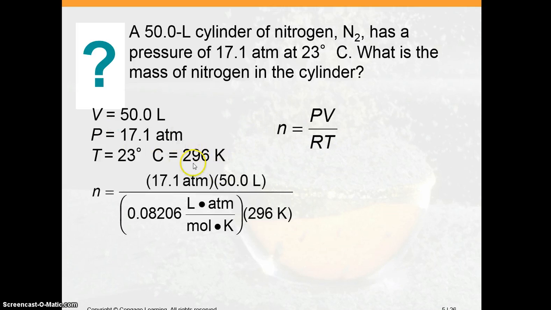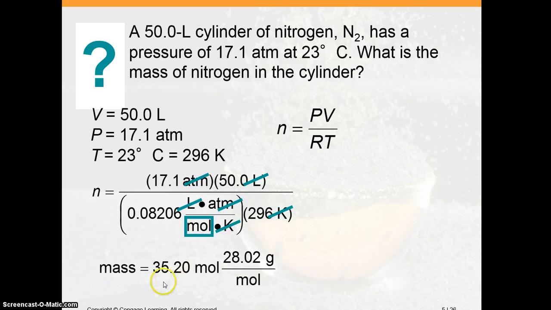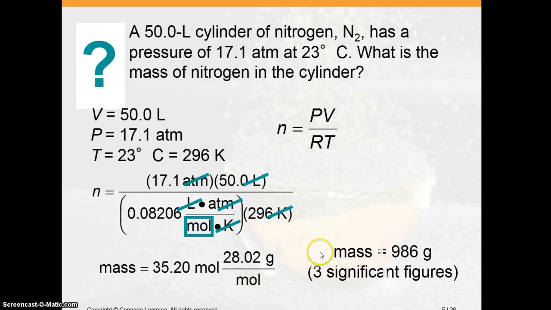Notice you have to convert temperature to Kelvin every time. I solve for N, and I get 35.2 moles, so then I convert that using the atomic mass of nitrogen, and I get 986 grams.